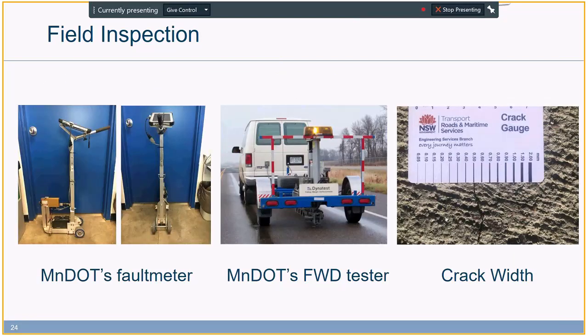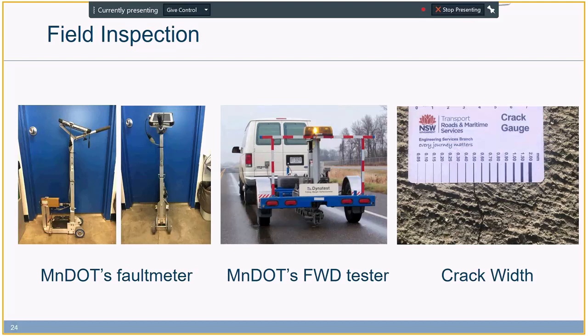Thanks to the traffic control and support provided by MnDOT, we were able to gather some more information during the site visit in October 2019. MnDOT's fault meter was used, and also MnDOT's falling weight deflectometer was used to gather more information from the cracks. We also did a comprehensive crack survey to measure the crack width for all of the cracks in these projects.